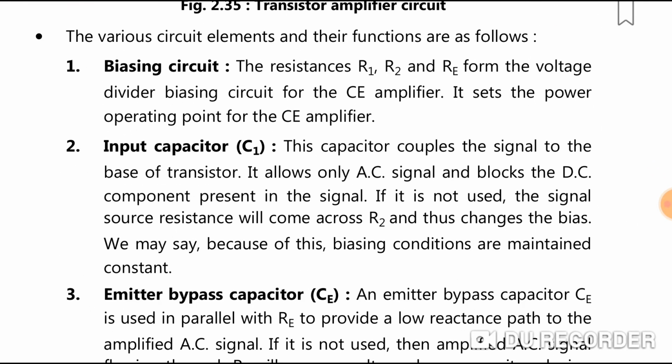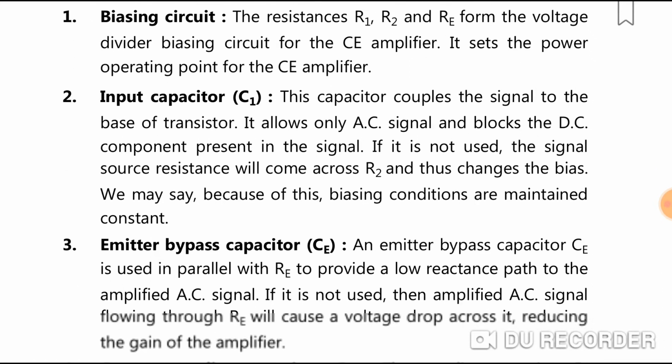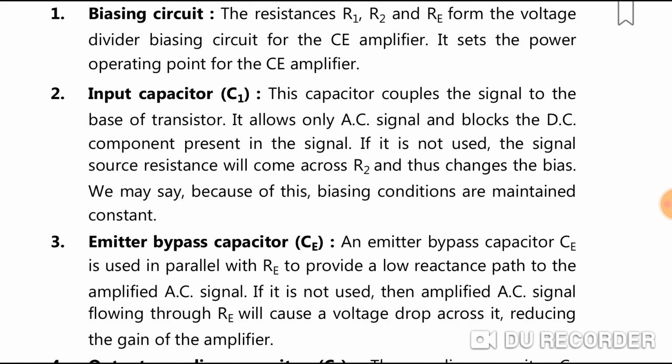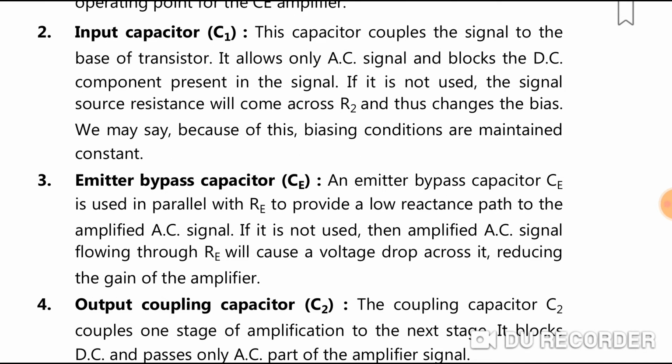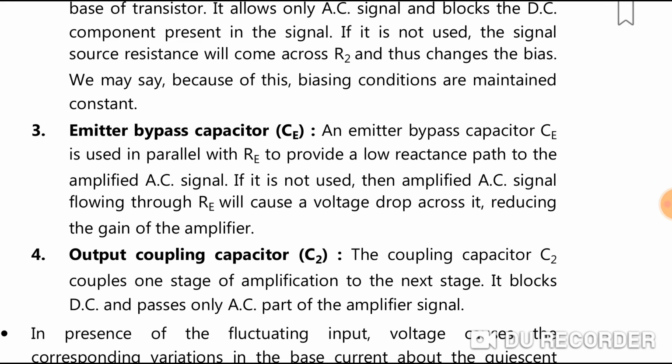Now the various circuit elements and their functions are as follows. Biasing circuit: the resistances R1, R2, RE form the voltage divider biasing circuit for the CE amplifier. It sets the operating point for the CE amplifier. Now what is the input capacitor C1? This capacitor couples the signal to the base of the transistor. It allows only the AC signal and blocks the DC component present in the signal. If it is not used, the signal source resistance will come across R2 and that changes the bias. We may say that because of this, biasing conditions are maintained constant.